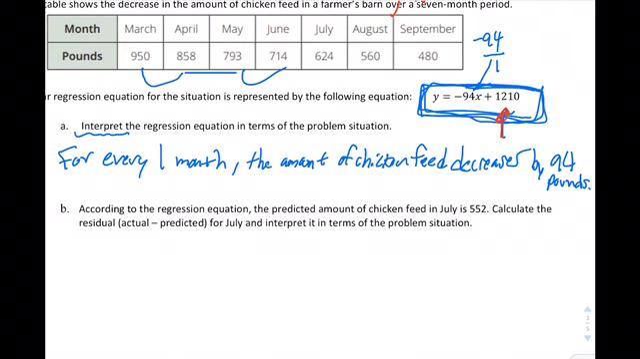But now we can also talk about this value right here. What does this 1210 mean? Well, in a linear function that's given to you in y equals mx plus b form, we have the slope, and then we have this other number, which is our initial value, or our y-intercept. So in this case, we have the point 0, 1210, if we were to plot this on a coordinate plane. What does this 0 mean? And what does this 1210 mean?